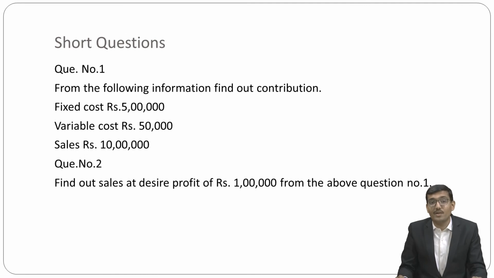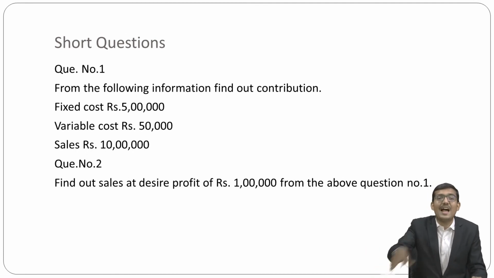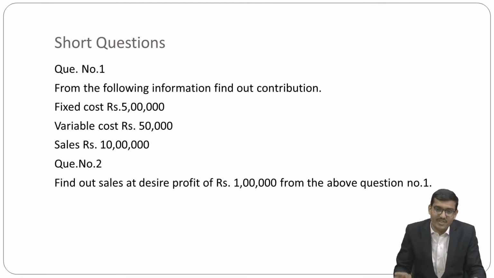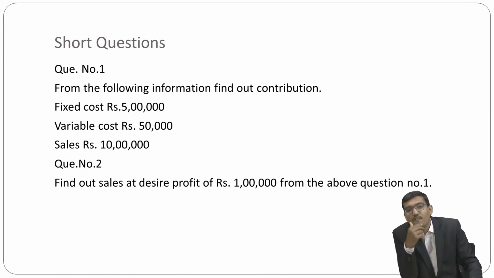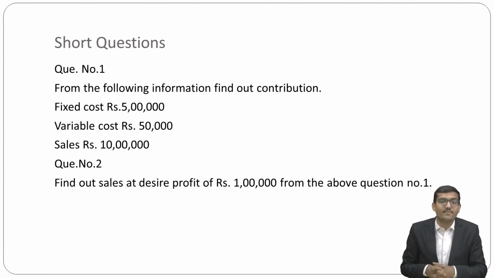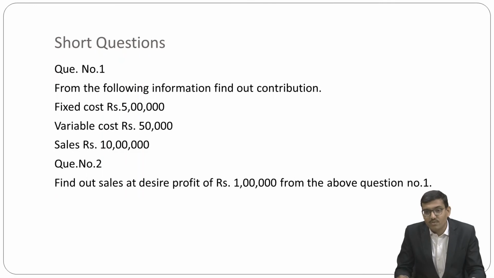The second question is important. Find out the sales at a desired profit of 1 lakh in the above question number 1. There is a formula for the sales to earn a desired profit. Sales is equal to fixed cost plus desired profit divided by contribution. So fixed cost is given as 5000, desired profit is given as 1 lakh, so you will get 6 lakh, and contribution is 9 lakh 50,000 rupees. Yes or no? So you may get that particular sale also.